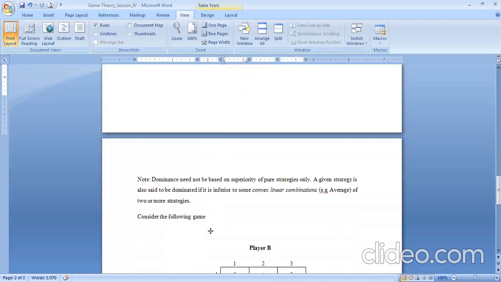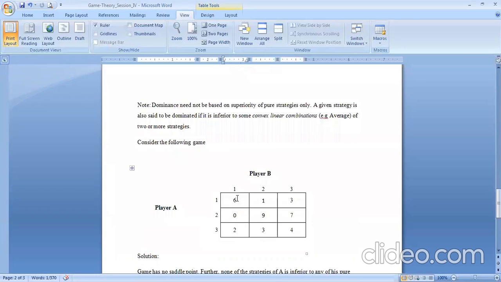Sometimes what happens, if no two columns or two rows are comparable and there is no dominancy in any column or any row compared to the other, then the next step is you have to compare the rows and columns with the average of the remaining.